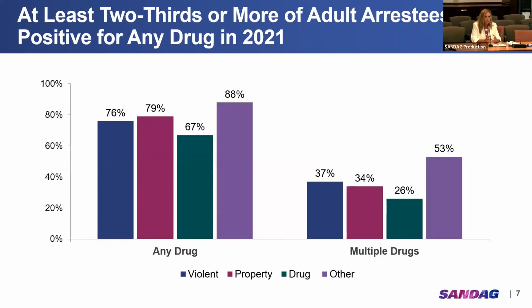Another thing I'd like to highlight is that regardless of what somebody's booked for, they're still likely to be positive for a drug. Ironically, those booked for a drug offense had the lowest positivity rate, about 2/3, 67%. This is not statistically significant, but you can see that 3/4 of those booked for a violent offense, almost 4 in 5 for a property offense, and almost 9 in 10 for another offense tested positive for at least one of those 5 drugs. There was also variation in testing positive for multiple drugs.